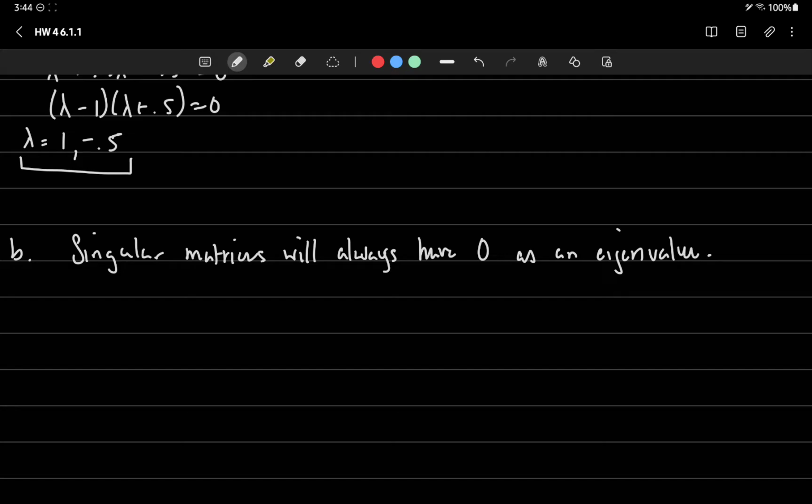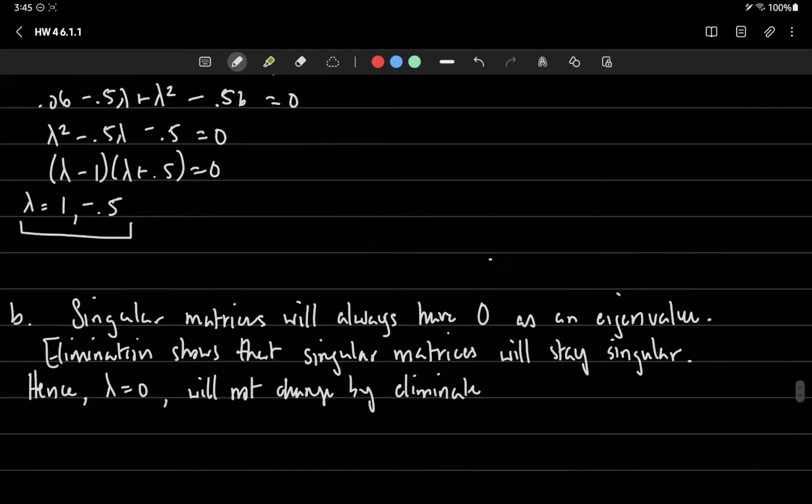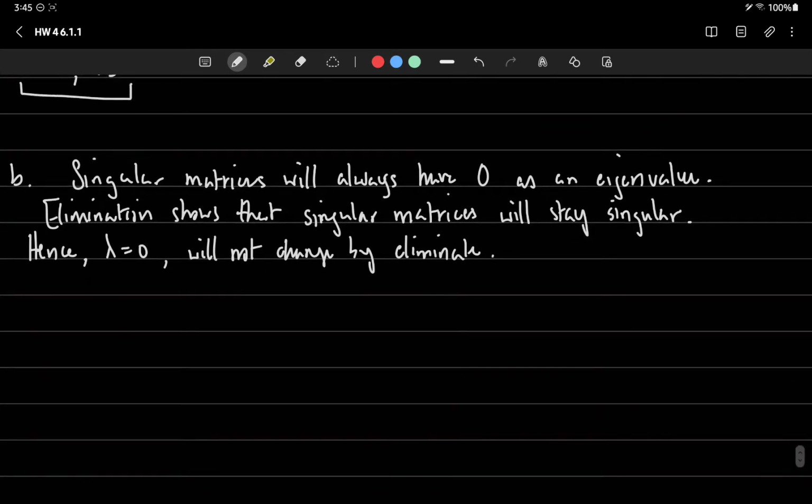Also, as you may have noticed from past problems and concepts, elimination shows that singular matrices will also stay singular. Elimination does not change the property of singularity. And from these two statements, we can conclude that lambda equals 0 will not change by elimination, because if elimination does not affect singularity, it will not affect the 0 eigenvalue. This should be sufficient reasoning for part B, which would conclude this problem.